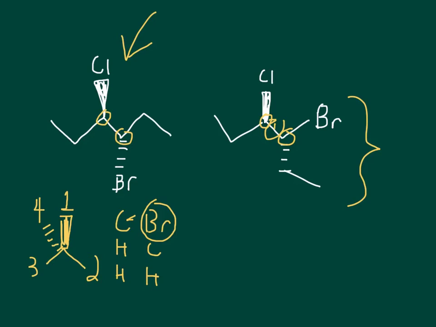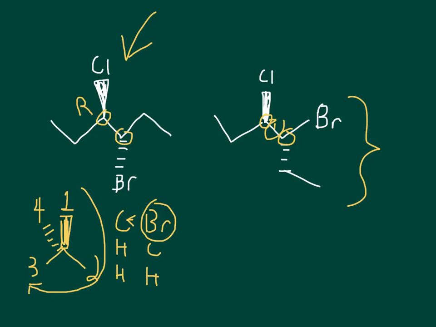Following the Cahn-Ingold-Prelog rules, we'll draw our circle following the 1, 2, 3, which, since we're going clockwise, would be an R configuration. So I'll draw an R by that chiral center. So let's move on to the carbon on the right.